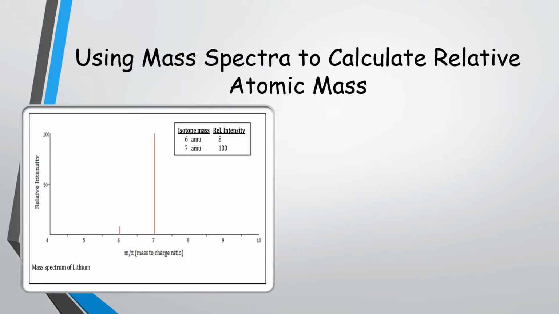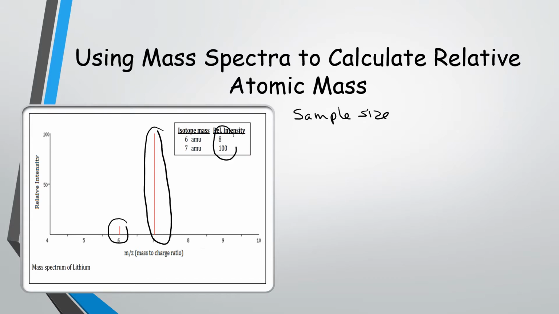Now let's look at how to use a mass spectrum. From this mass spectra, you can see that there are in fact two isotopes of lithium because we have two peaks. Now from here, the first thing you need to do is determine the sample size. And from this mass spectra, you can see the sample size is equal to 8 plus 100, which is 108.